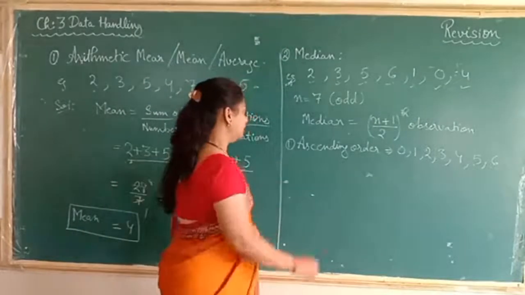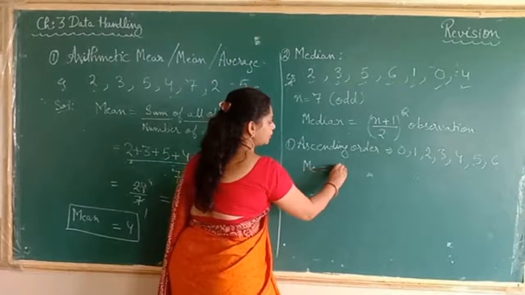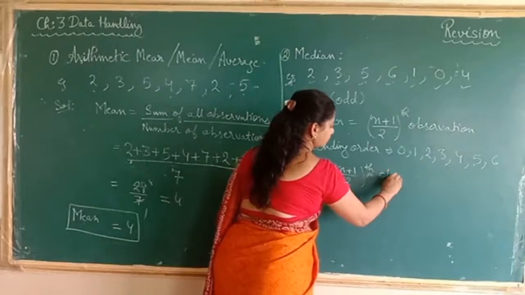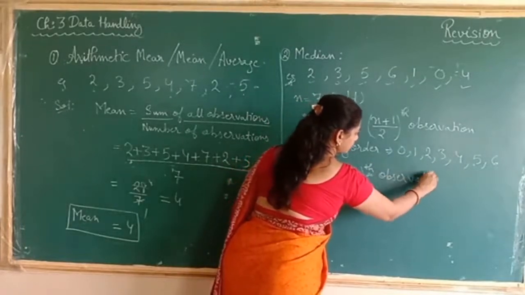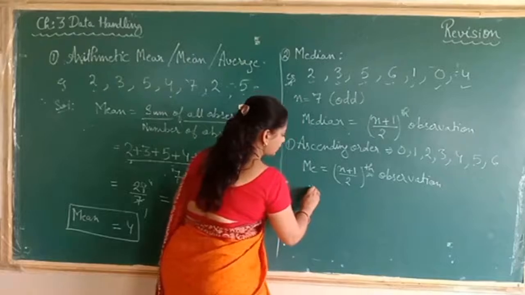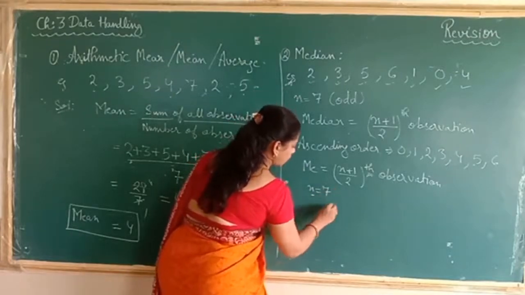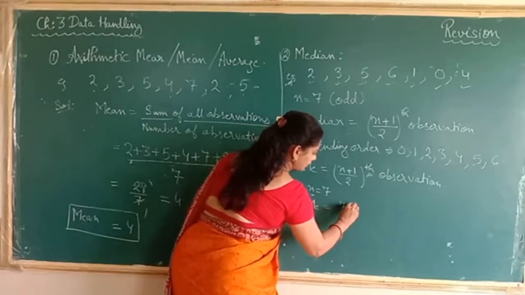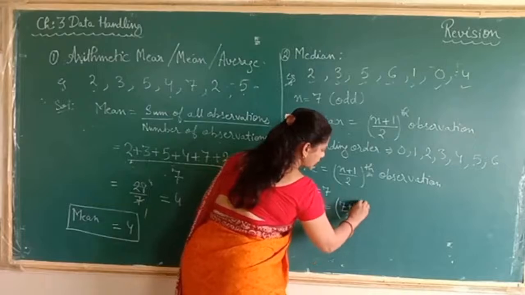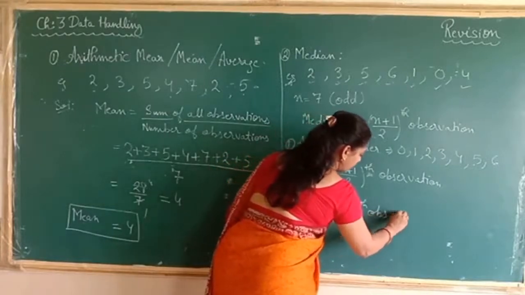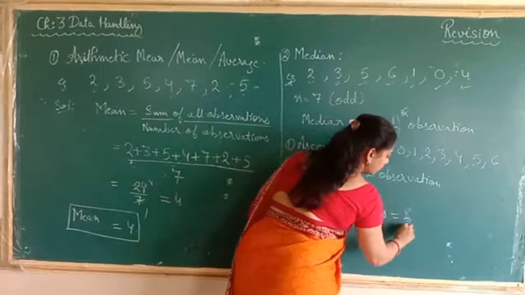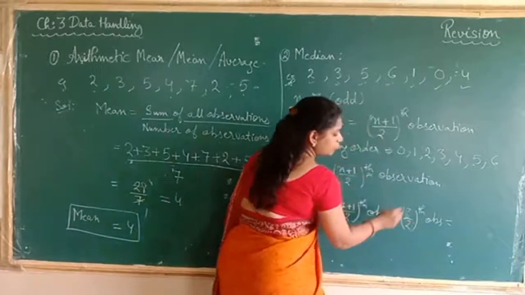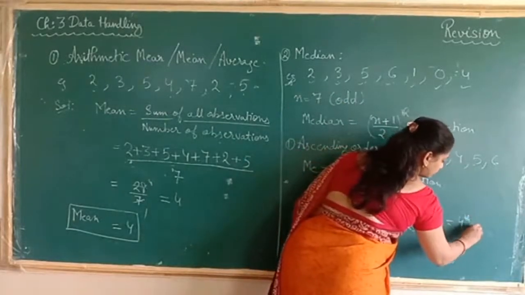Now, for finding median, we know median is equal to the (n plus 1) by 2th observation. Here n is 7. So (n plus 1) by 2th observation, that is, 7 plus 1 by 2th observation will be 7 plus 1, 8 by 2th observation, which is 4th observation.